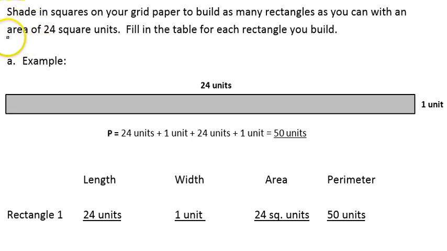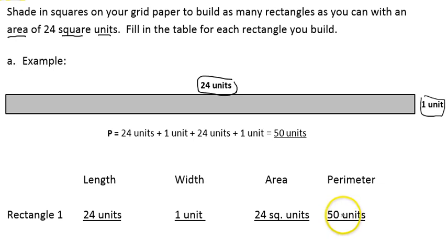Just a reminder, when we're talking about the area of a shape, we're talking about how many square units are on the inside of the shape. We have an example of one rectangle that has an area of 24 square units. It's 24 units long and 1 unit wide, meaning that there would be 24 smaller squares that make up this entire rectangle. The chart says the length of this rectangle is 24 units. The width is 1 unit. The area is 24 square units. The perimeter is 50 units.